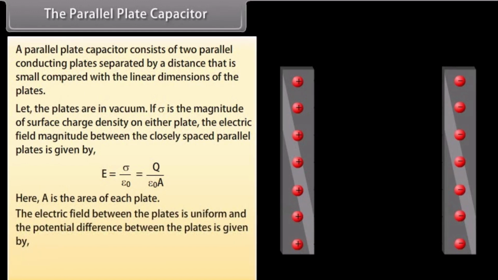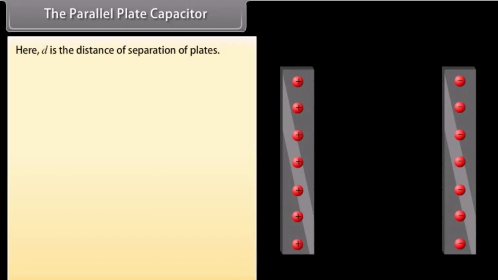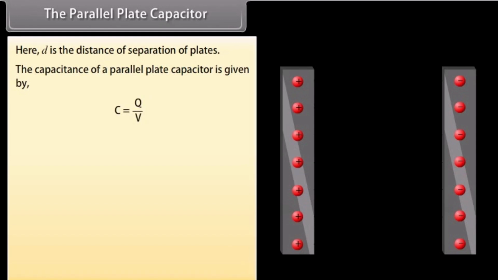The electric field between the plates is uniform and the potential difference between the plates is given by E D, which is equal to Q D upon epsilon naught A. Here, D is the distance of separation of plates. The capacitance of a parallel plate capacitor is equal to Q upon V, which is equal to epsilon naught A upon D.